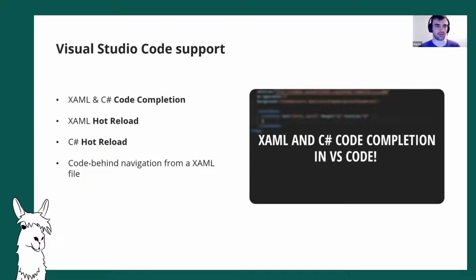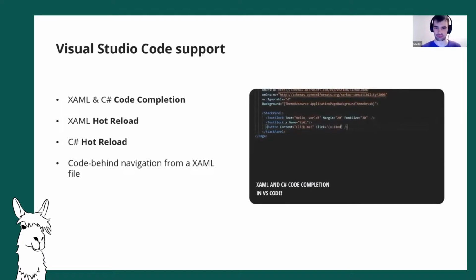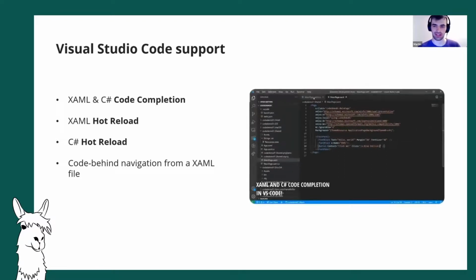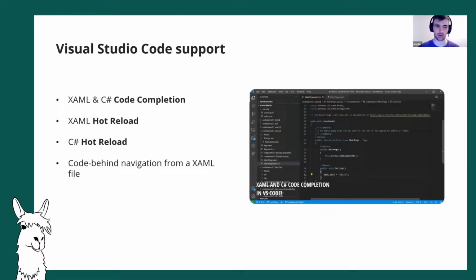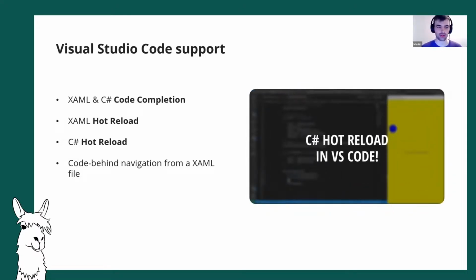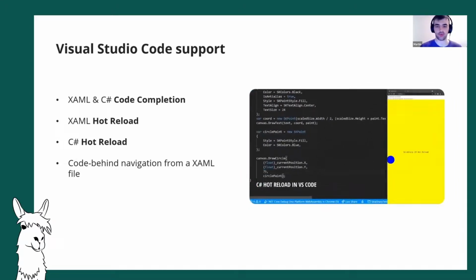So we now have Visual Studio Code support. You can build your UNO platform applications right in Visual Studio Code without having to have the full Visual Studio experience. And it has all the features that you expect, like XAML and C# code completion, XAML hot reload, C# hot reload, and even code behind navigation from XAML. On this animation on the right, you can see that in action, and it allows you to play with UNO platform applications right in Visual Studio Code and build those applications quite easily.